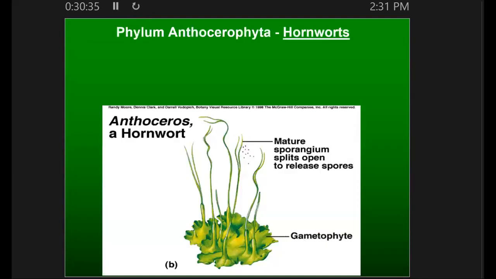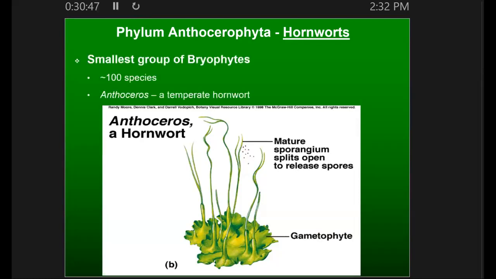Okay, so liverworts are gaining some pretty good attention because of some of their wide uses. Hornworts, we mentioned just briefly on Monday. This is the smallest group. There's not many of them left anymore. Most of them have gone extinct. About 100 species left. Anthoceros is a genus. You can find that around here, in temperate areas of the world, if you look carefully.